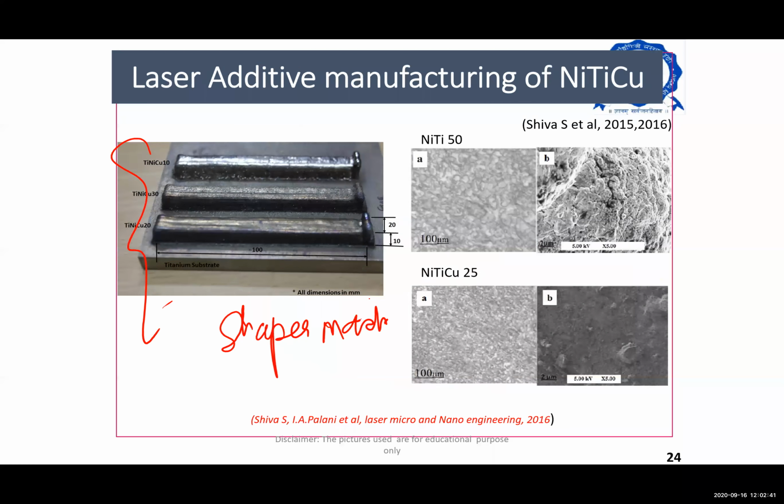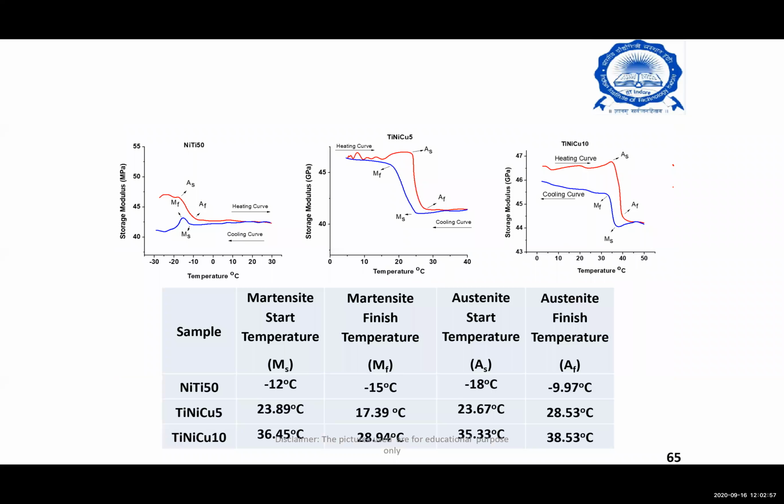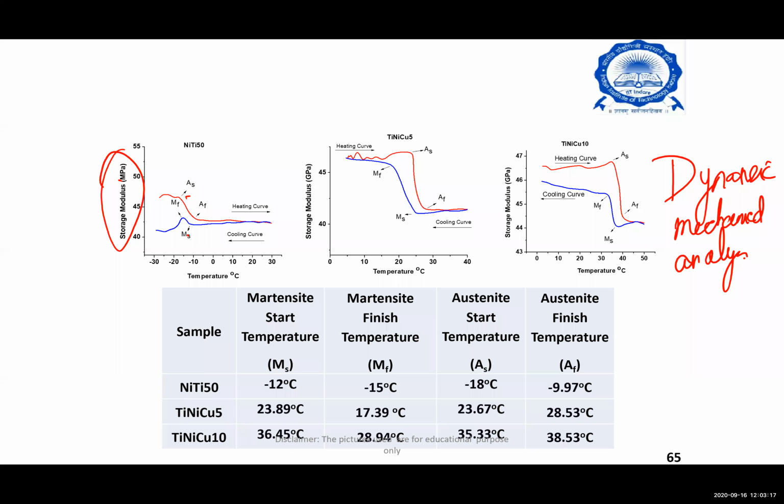Again, we have the capability to change the composition. We changed it in such a way that we got different capabilities towards NiTi with different compositions and NiTiCu with different combinations. So we went for dynamic mechanical analysis. This dynamic mechanical analysis helps me study the storage modulus with respect to the austenite phase and martensite phase in detail. That was an interesting part of the dynamic analysis which we investigated.